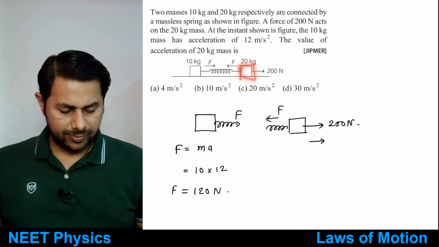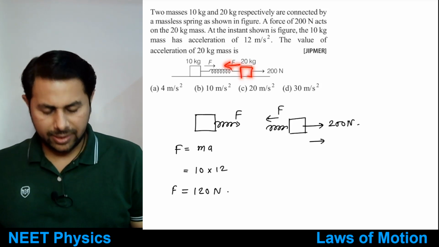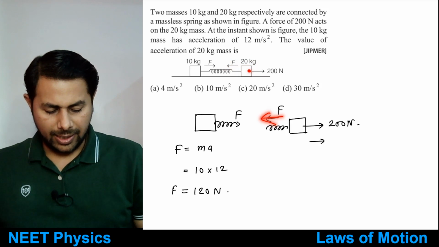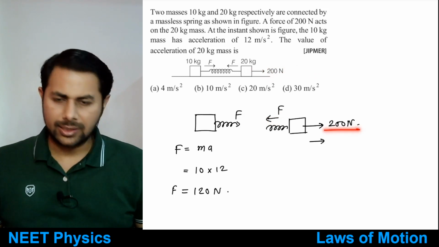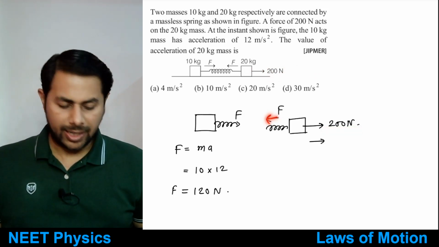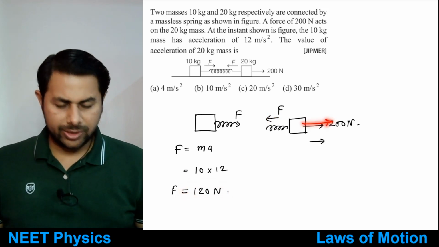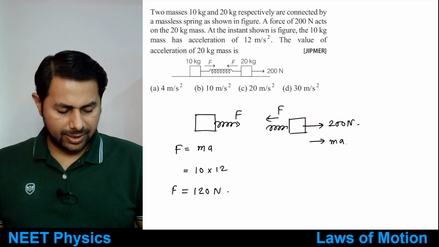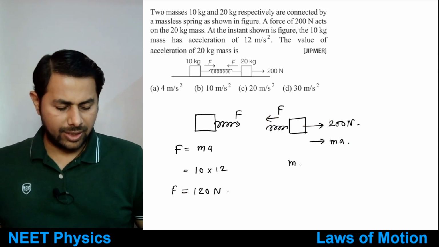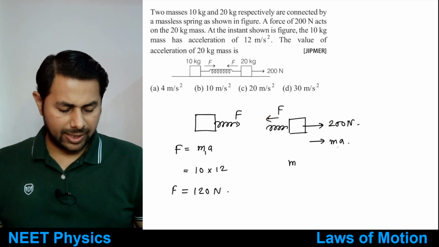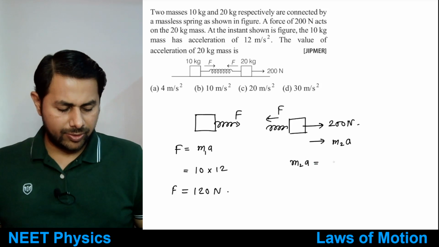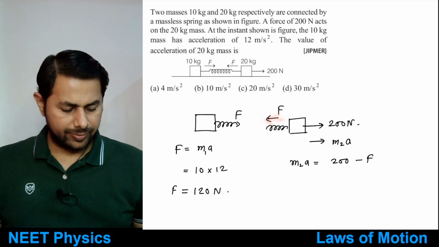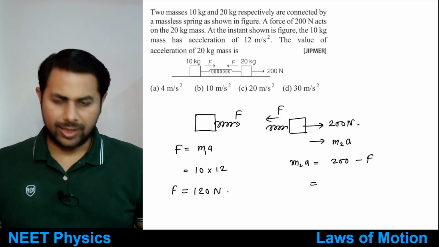What about the other mass? On the other mass, the spring force is acting towards left, and there is another force of 200 Newton acting towards right. So that is 200 Newton, and the spring force you just calculated, that is 120 Newton. So this force is greater, therefore you have mass times acceleration acting in this direction. So m into a, or you can say this was m1, this is m2, just to avoid confusion. So m2 times a is equal to what? This 200 Newton minus the spring force which is acting towards left.